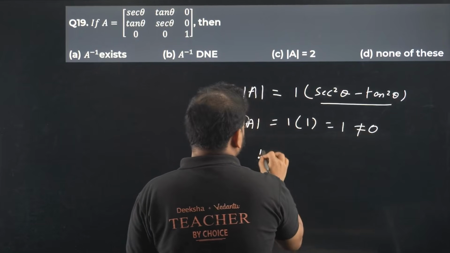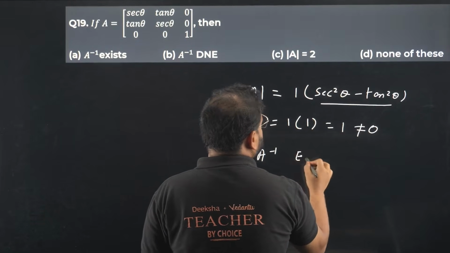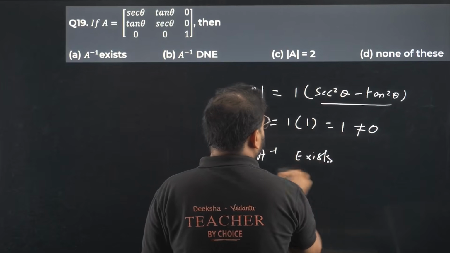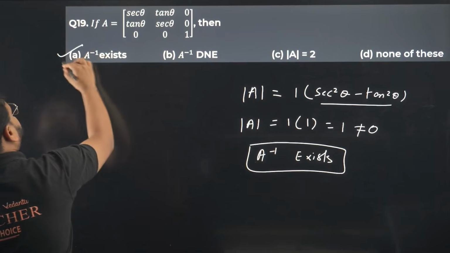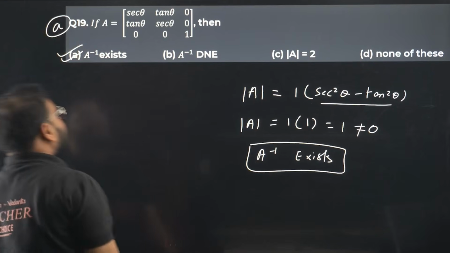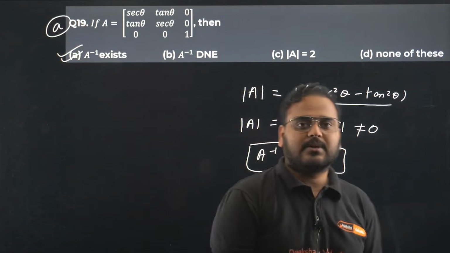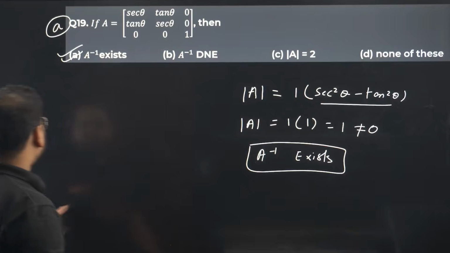It means A inverse exists. A inverse exists. Option is A. Okay. The last question of the day.